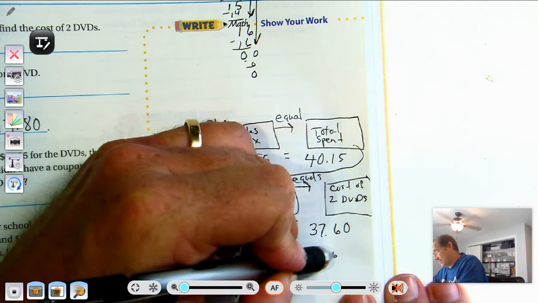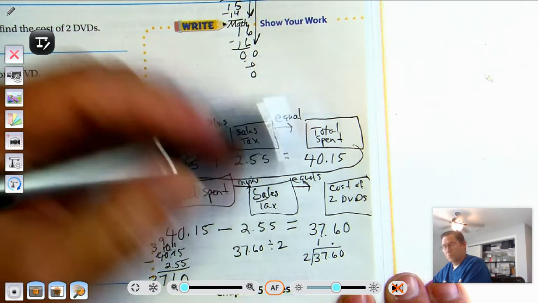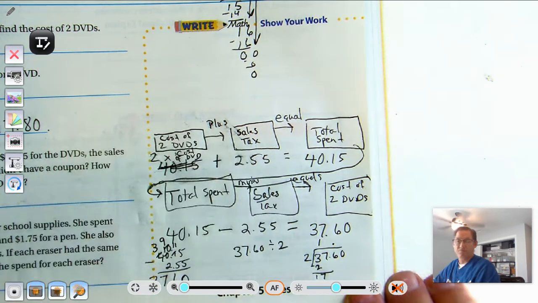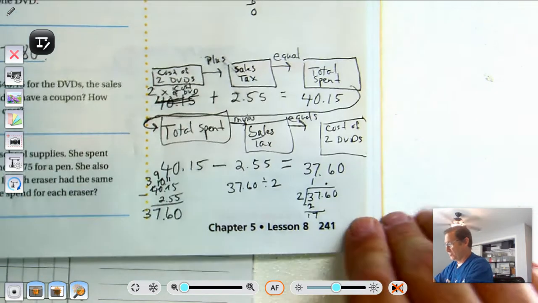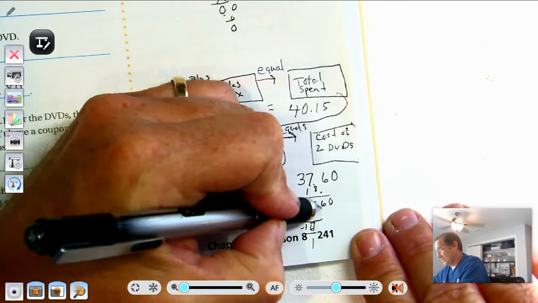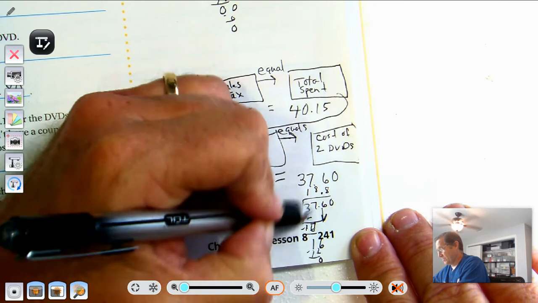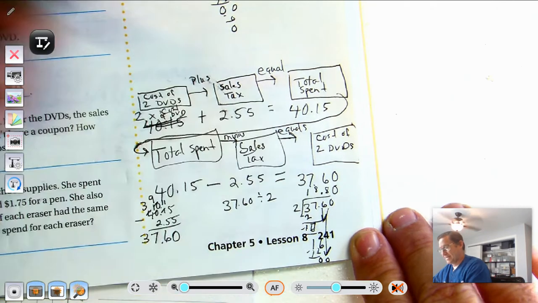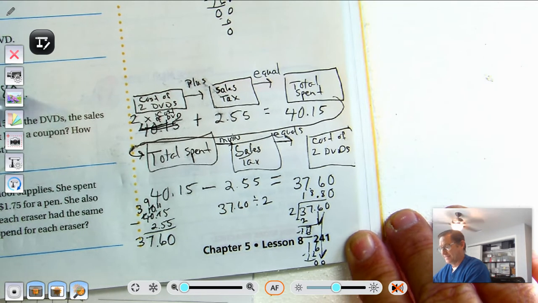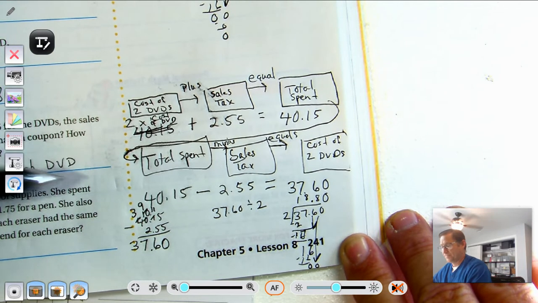So $37.60 divided by 2. I know I can put 1 in each group with 1 left over. I'm going to bring down the 7 ones. 17 divided by 2 is 8, with 1 left over. Bring down the 6 tenths. And 2 times 8 is 16. Subtract, we get 0. Bring down the 0. So it's $18.80 for each DVD in that case.